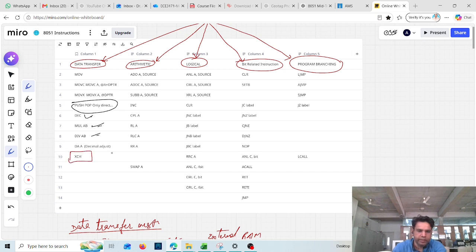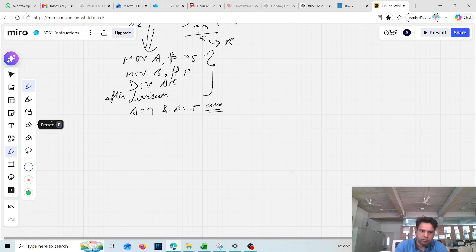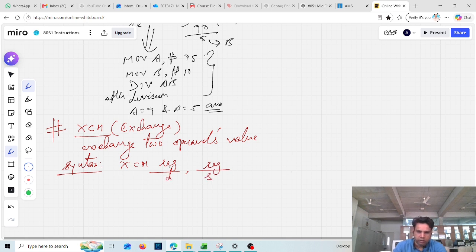This XCH is quite easy to understand. XCH stands for exchange. This instruction is used to exchange the two operands' values. The syntax is XCH, a destination register and another register, the source register. What happens is the destination value will come into the source, and the source value will come into the destination. Let's understand this with an example.